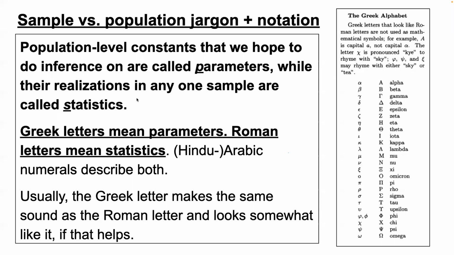And then the stuff we can actually measure in the sample we call statistics. And statistics usually have Roman letters. So the familiar letters that we use, those are Roman letters. And we use numbers to describe both.